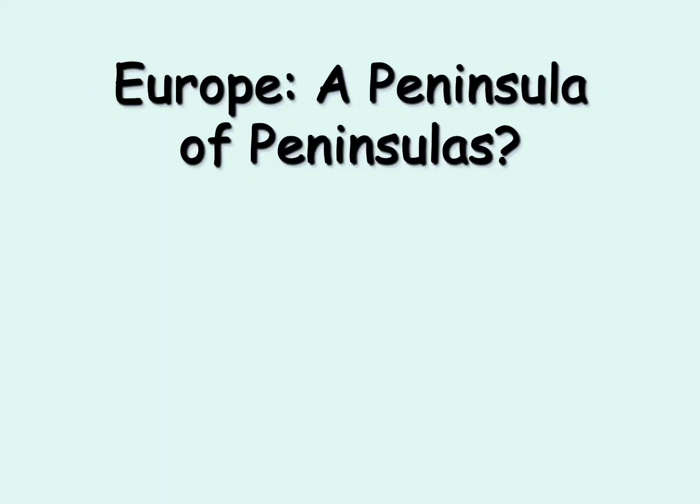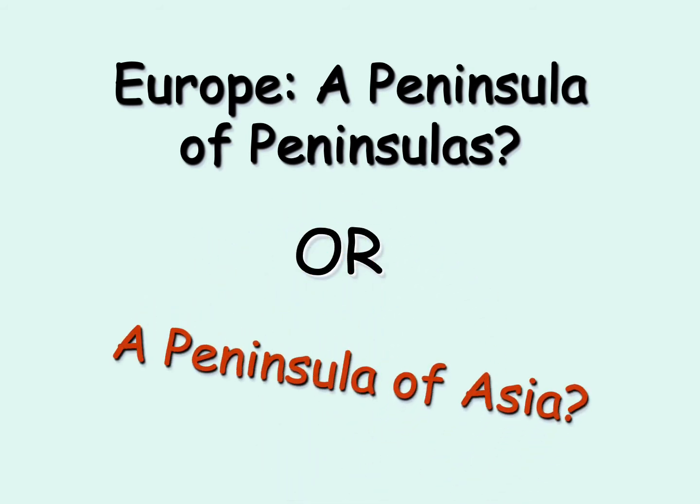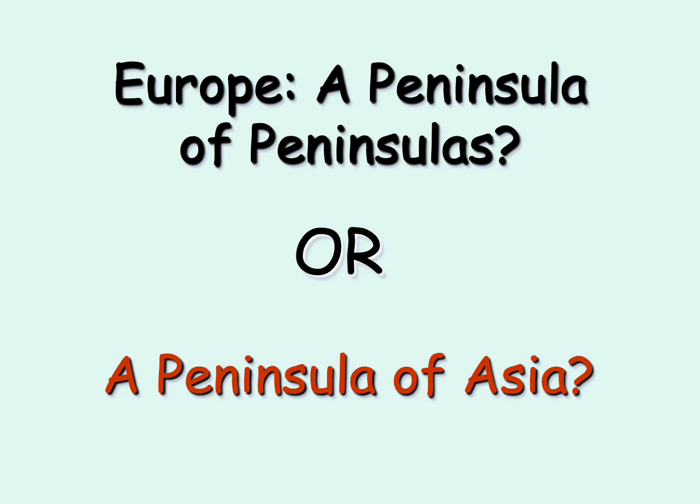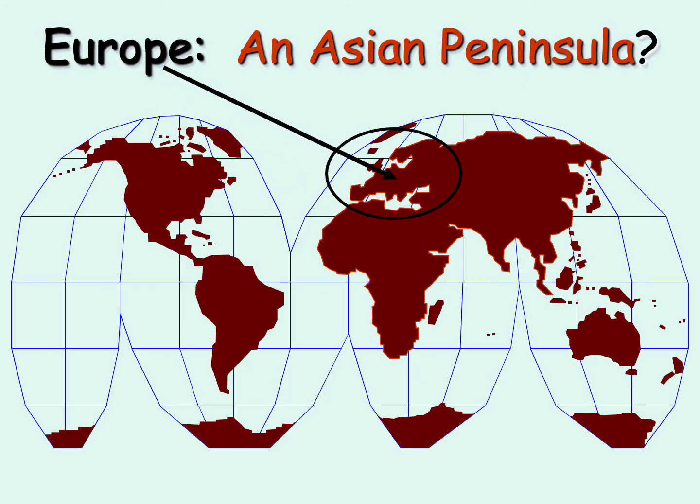Now, is Europe a peninsula of peninsulas, or is it a peninsula of Asia? Now what it means by a peninsula of peninsulas. If we look at this, Europe is in that circle. It is a ton of different peninsulas, which remember are lands that are surrounded by water on three sides. So is Europe part of Asia? Is it just a peninsula off of Asia? Or is it just a ton of different peninsulas together? That's a question that people ask.